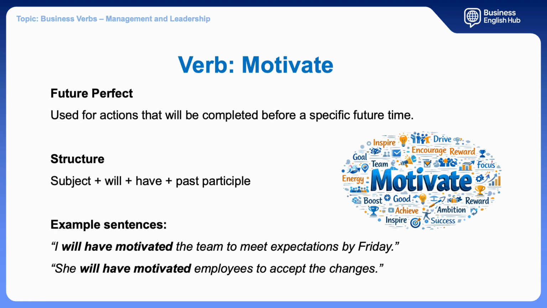The future perfect of the verb motivate is used for actions that will be completed before a specific future time. The structure for this is subject plus will plus have plus past participle. Two example sentences with the future perfect for motivate include: I will have motivated the team to meet expectations by Friday. She will have motivated employees to accept the changes.